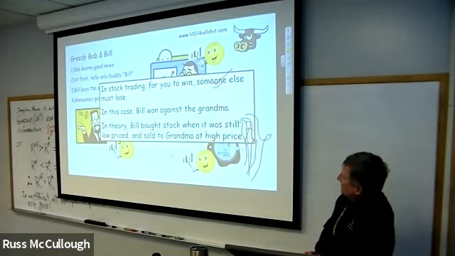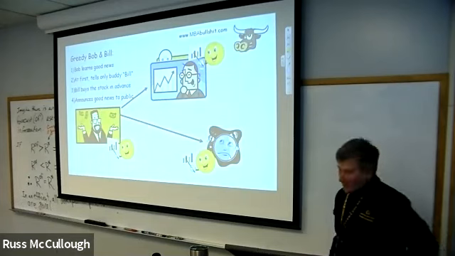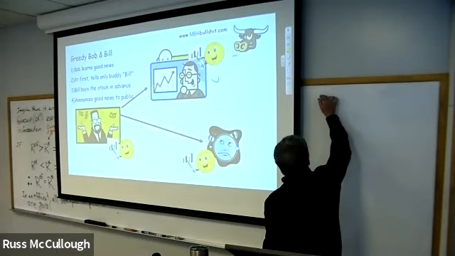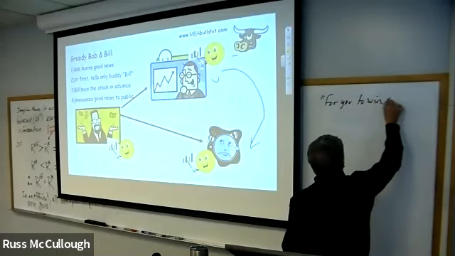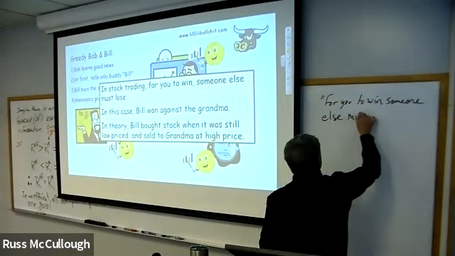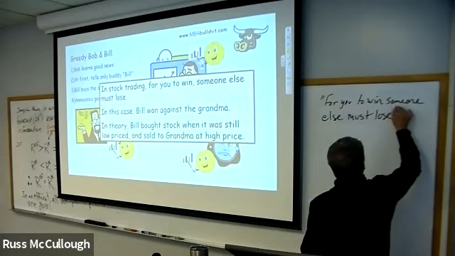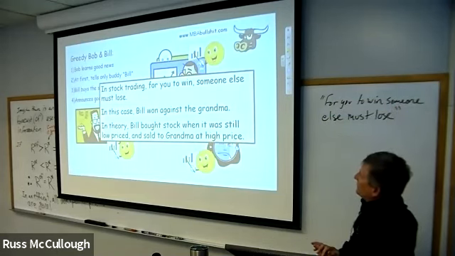Well, in theory, remember that it's stock trading. For you to win, someone else has to lose. Bill buys the stock cheap, and then he sells it expensive. Who does he sell it expensive to? He sells it to people like grandma after the price has already gone up. So in stock trading, for you to win, someone else must lose. In this case, Bill won against grandma. Bill bought the stock when it was still low priced before the announcement, and then sold it to grandma at a high price after the announcement.